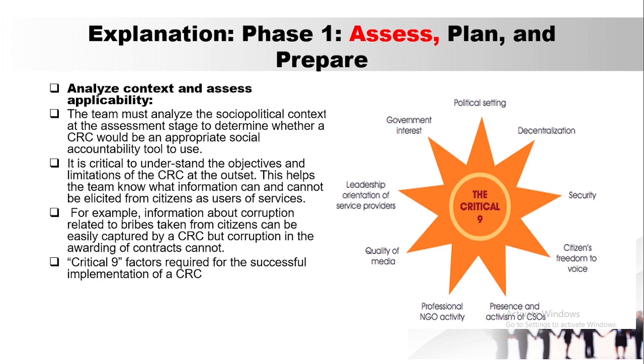Further, your team might analyze the socio-political context at the assessment stage, which still includes the 9 factors, to determine whether the CRC will be an appropriate accountability tool to use. It's also very critical to understand the objectives and limitations of the CRC at the outset. This helps the team know what information can and cannot be elicited from citizens as users of services. Information about corruption related to bribes taken from citizens can easily be captured by a CRC, but corruption in the awarding of contracts cannot. So you have to keep that at the back of your mind when you're assessing and planning for a CRC.